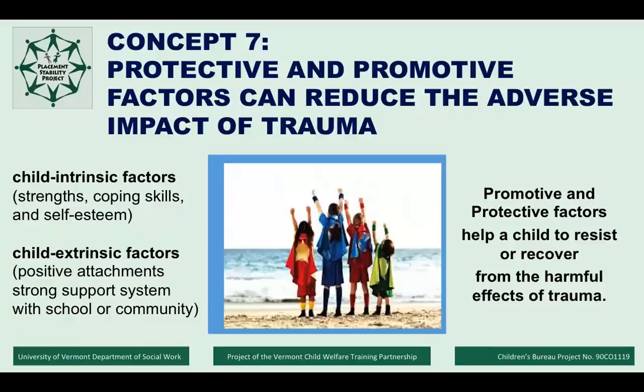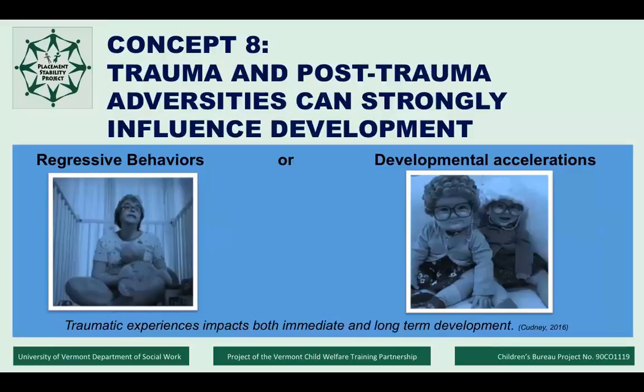Both protective and promotive factors may include child intrinsic factors, which include a child's strengths, coping skills, and self-esteem. They may also include child extrinsic factors, which include positive attachments with a caregiver and a strong support system in school and/or in the community. The presence of and the number of both promotive and protective factors can help a child to resist or recover from the harmful effects of trauma.